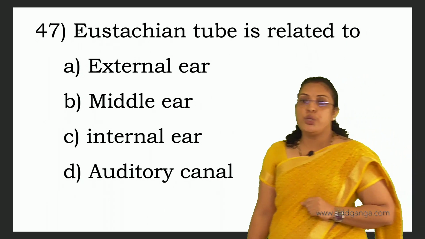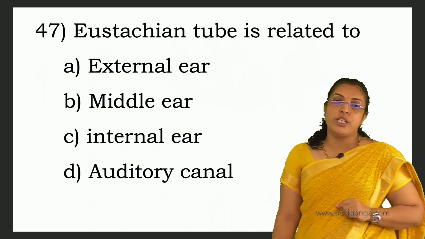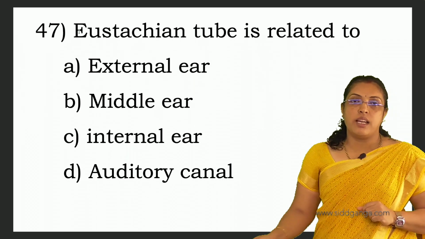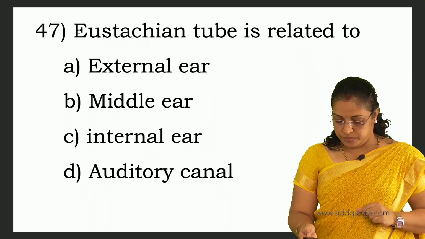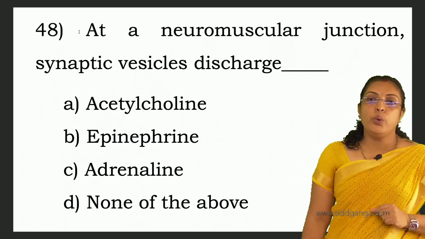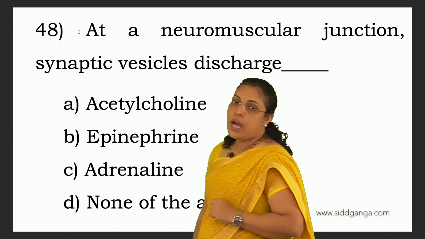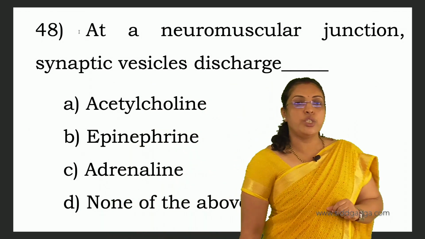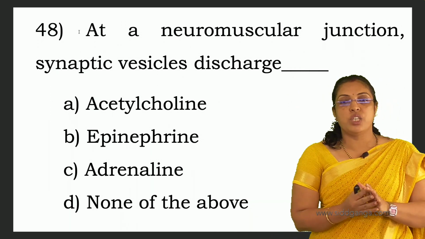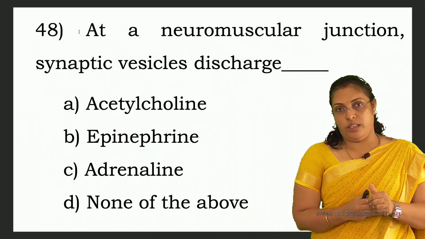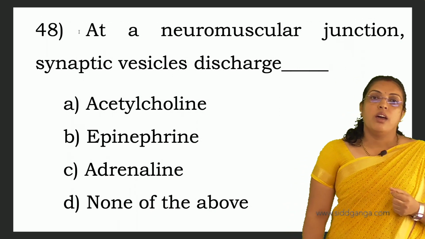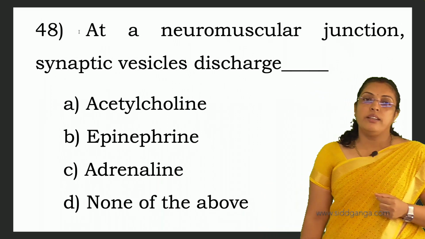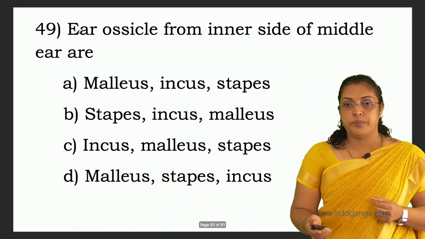And the eustachian tube is mainly related to the middle ear. For 47, B is the answer. At a neuromuscular junction, synaptic vesicles discharge acetylcholine. The neurotransmitter at the neuromuscular junction is acetylcholine. 48, A is the answer.